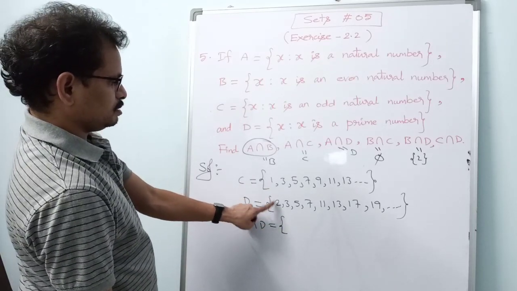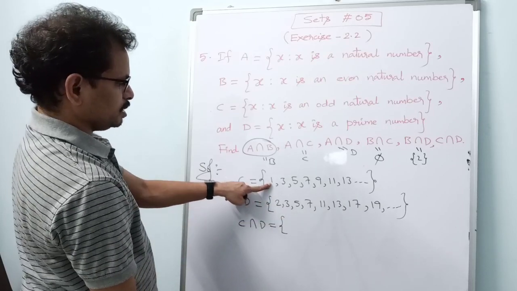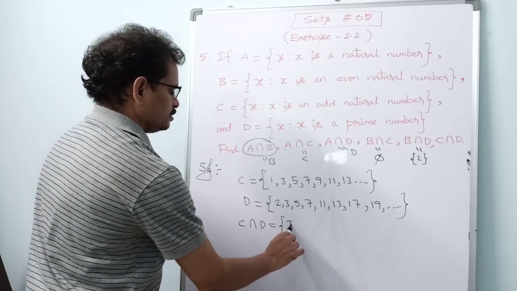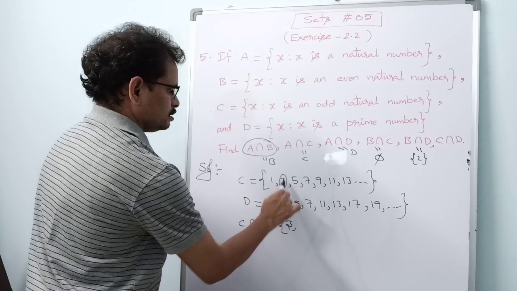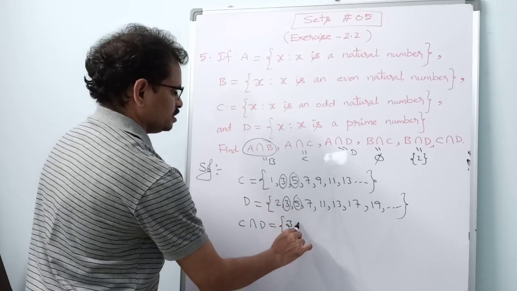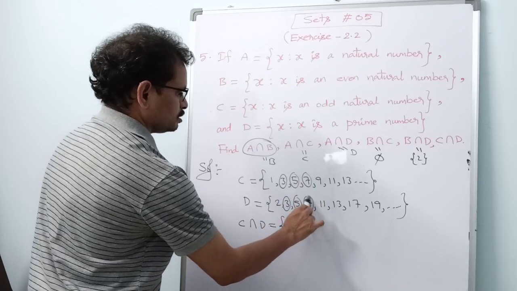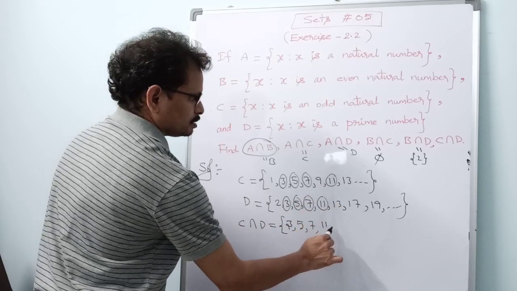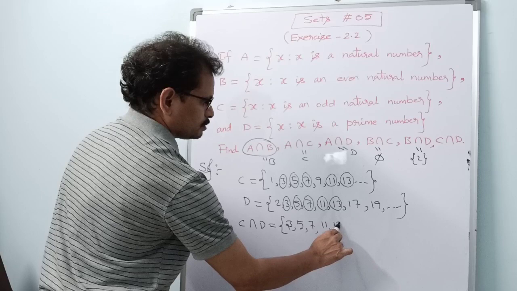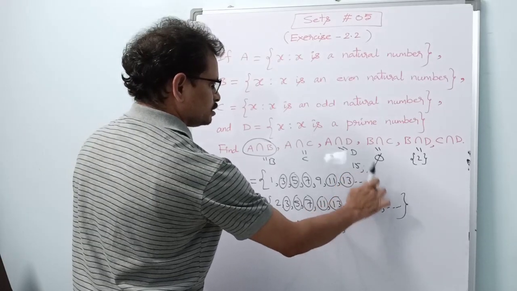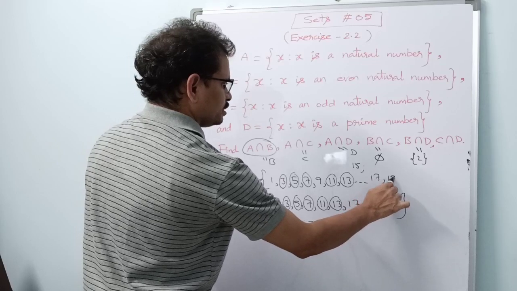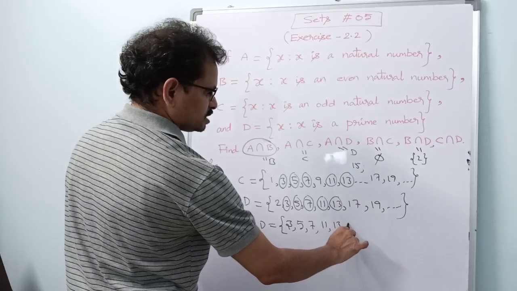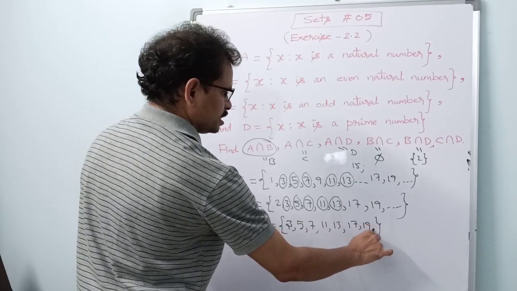1 is not common. Let us check this one. 1 is there here? No. So it is not common. Next, 3 is there here? Yes, 3 is there. Write down. 3 is common. 5 is common. 7 is common. Next, 11 is common. 13. Here 15 is there, but there 15 is not there. 17, 19, and so on like this.